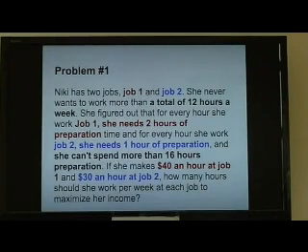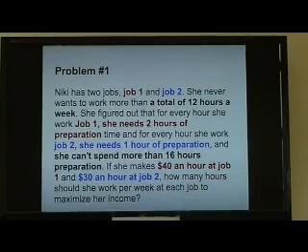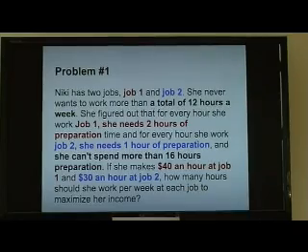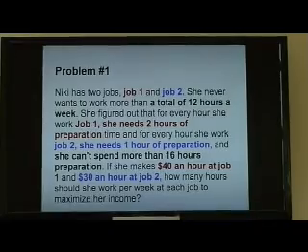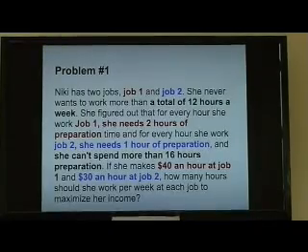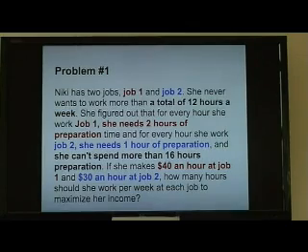Problem 1. Nikki has two jobs, job 1 and job 2. She never wants to work more than a total of 12 hours a week. She figures that for every hour she works at job 1, she needs 2 hours of preparation time, and for every hour she works at job 2, she needs 1 hour of preparation time. But she can't spend more than 16 hours in preparation. If she makes $40 an hour at job 1 and $30 an hour at job 2, how many hours should she work at each job to maximize her income?